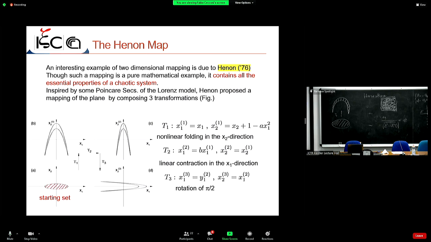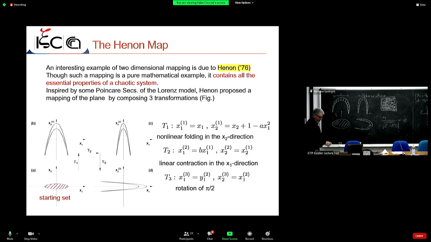Then we make a linear contraction of this object. You are basically only contracting, reducing the dimension. You are shrinking: this is L, and this is L prime, which is less than L. And finally, a rotation of 2 pi: take this and put it in this orientation. Very simple.